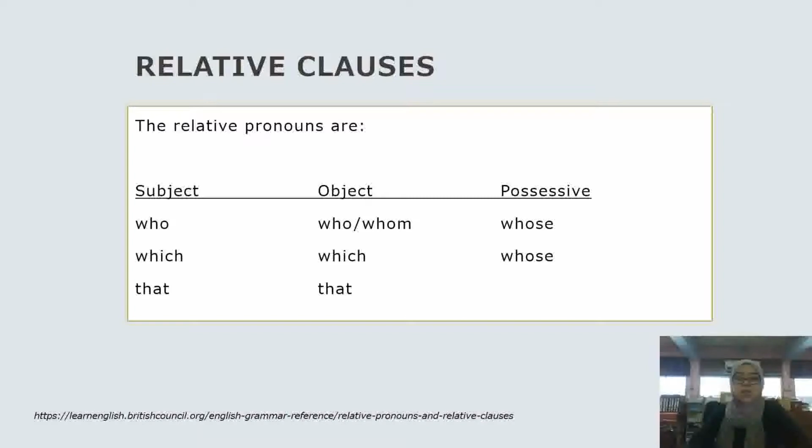These are normally the words that we will use for relative clauses. For the subject, in the first column, we have the words who, which, and that. For the object, we can use the relative pronouns who, whom, which, and that. And for possessive, we normally use the word whose.